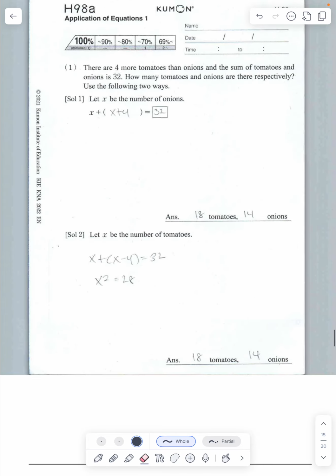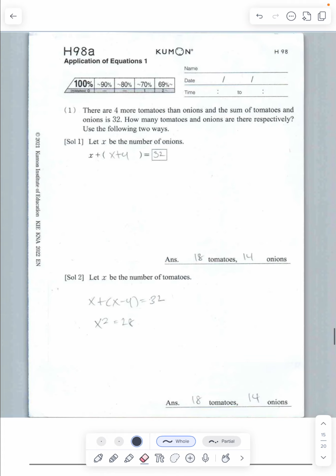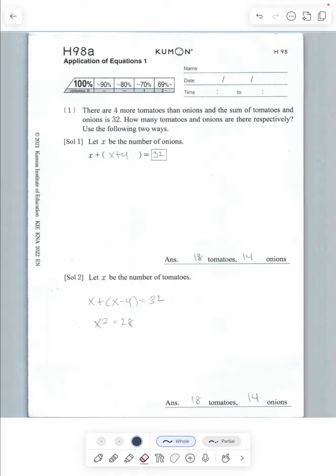All right, 98A. Things are starting getting a little bit tougher. 98A. There are 4 more tomatoes than onions, and the sum of tomatoes and onions is 32. How many tomatoes and onions are there respectively?